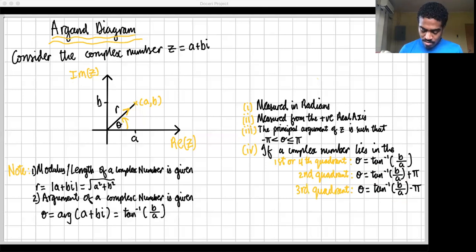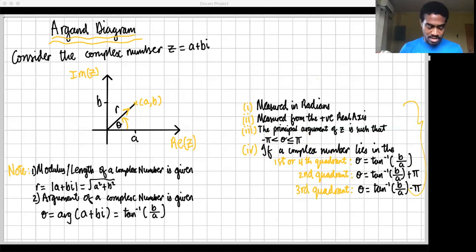So, right, you want to make sure and note these key things about the argument of the complex number when calculating it. Make sure your angle is in radians. It's measured from your positive real axis. The principal argument, you need to make sure that the angle that you get is within this range. If it is not, you would need to either add pi or minus pi, depending on what it is.